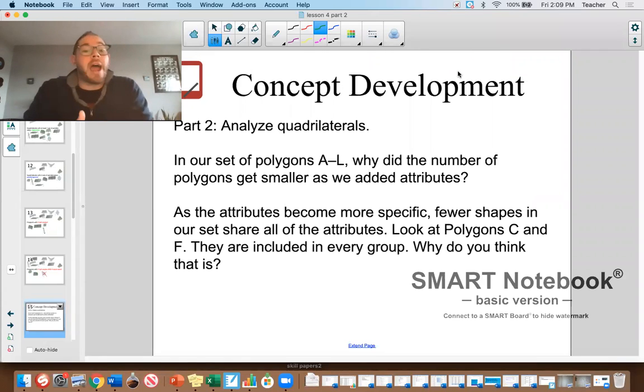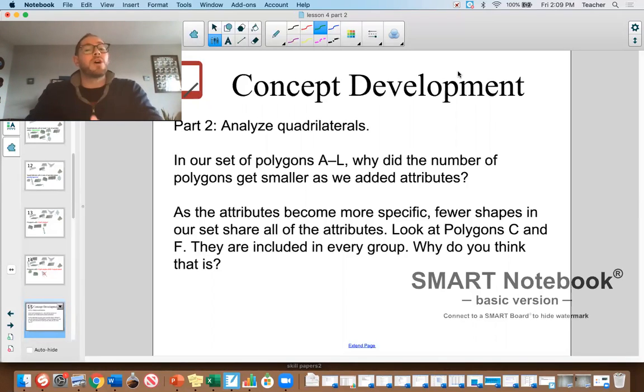Now, when we're analyzing our quadrilaterals, we want to think about how we compare them. We've already classified them by identifying what attributes they each have. Do they have right angles? Do they have equal sides? Do they have one set of parallel sides? Do they have two sets of parallel sides? But now we want to compare them and see what's the same and what's different about them.